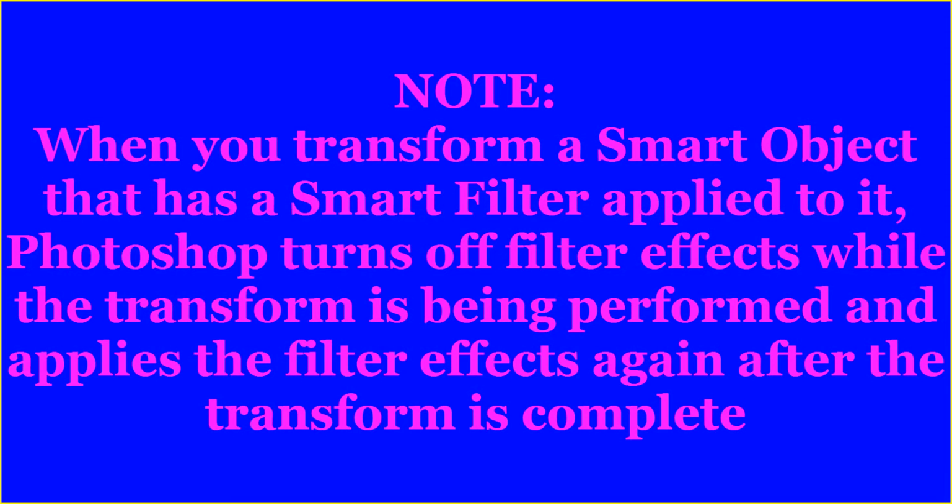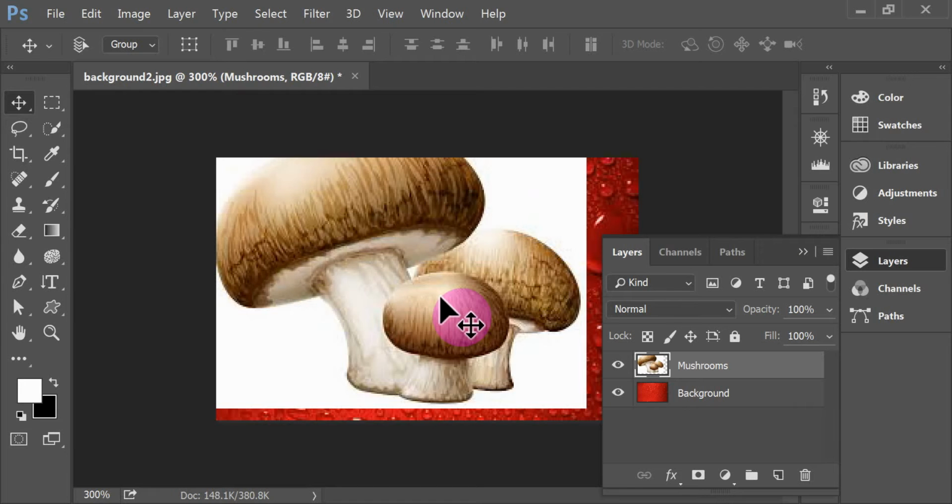Keep in mind, when you transform a smart object that has a smart filter applied to it, Photoshop turns off the filter effects while the transform is being performed, and then the filter effects are applied again after the transform is complete. Okay, so let's check out how you create a smart object.